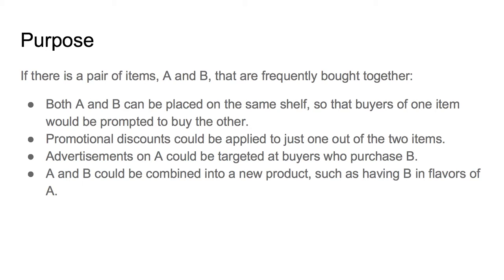Firstly, both A and B can be placed on the same shelf, so that buyers of one item would be promoted to buy the other. Secondly, promotional discounts could be applied to just one out of those two items. Thirdly, advertisements on A could be targeted at buyers who purchase B. Fourthly, A and B could be combined into a new product, such as having B in flavors of A.